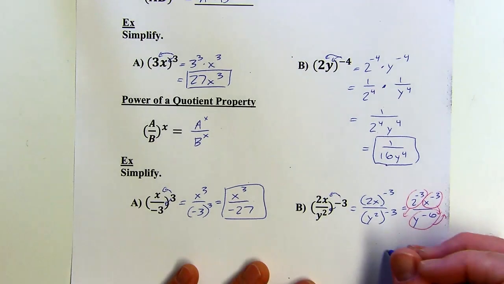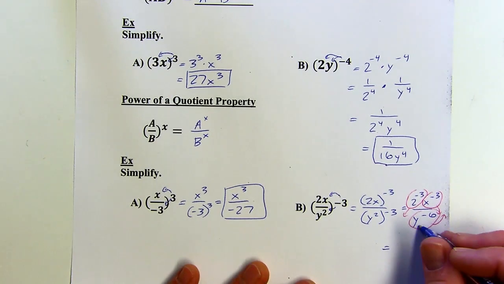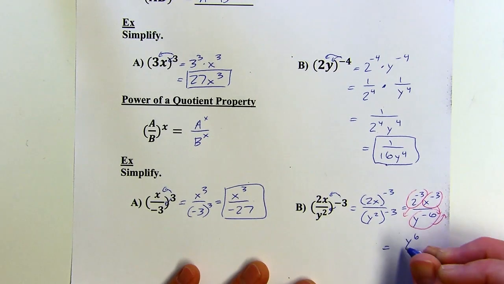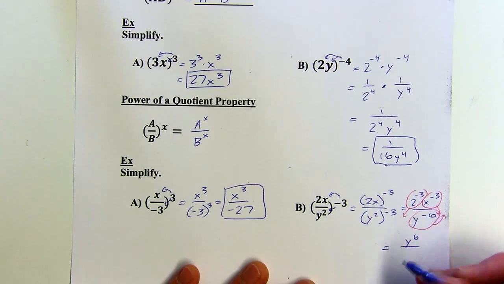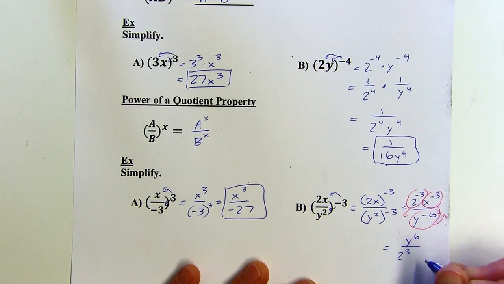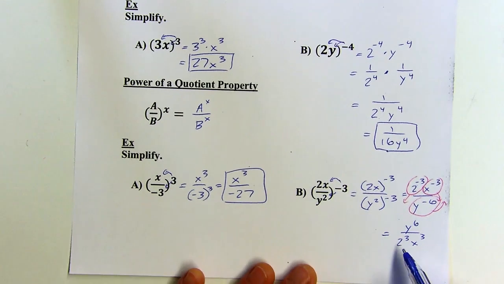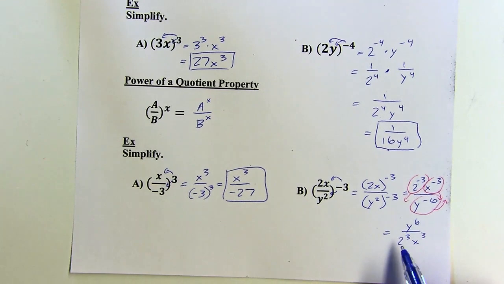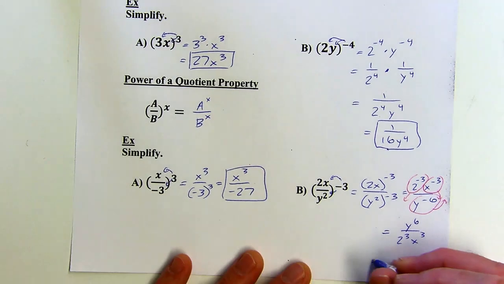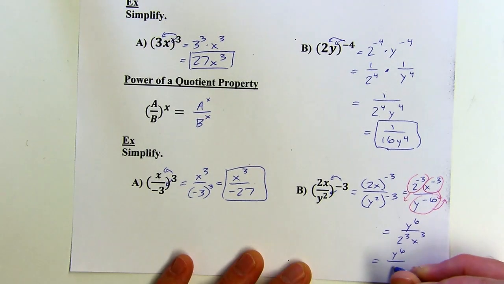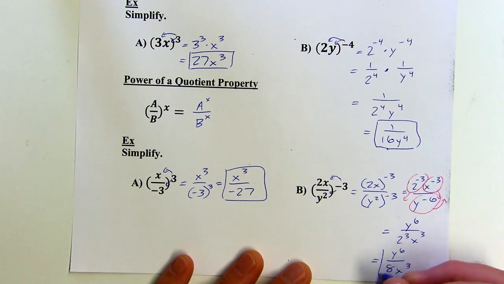So that's going to leave me with the y moving up to the top, and that's y to the positive 6. 2 to the third will come down there, and the x to the third will come down. Now the only thing left to do: 2 to the third is 8, 2 times 2 times 2. So 8y to the 6 over 8x to the third.